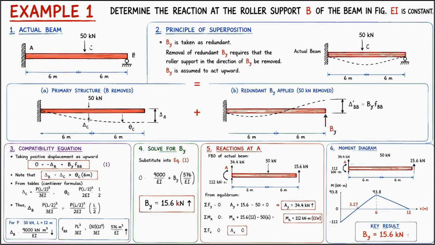Applying equilibrium equations, we find AY equals 34.4 kilonewtons upward and MA equals 112 kilonewton meters. These values are then used to draw the bending moment diagram. Thus, the required roller reaction is By equals 15.6 kilonewtons upward.